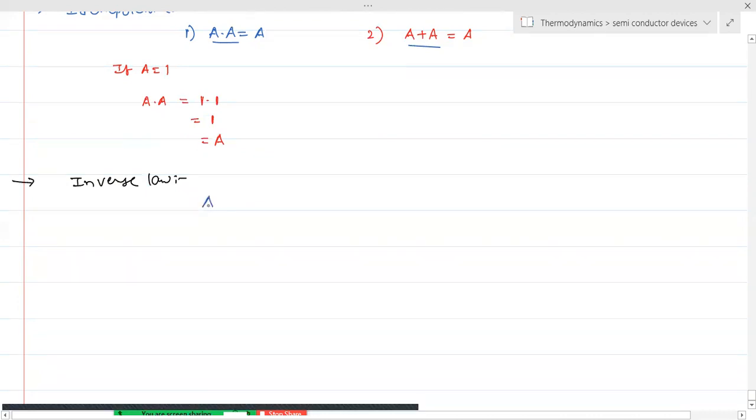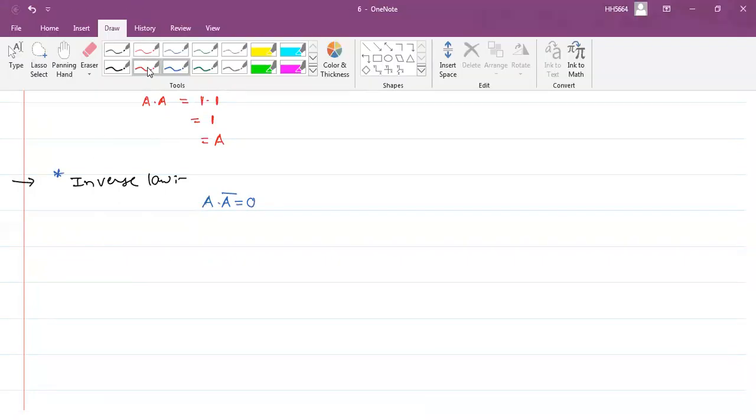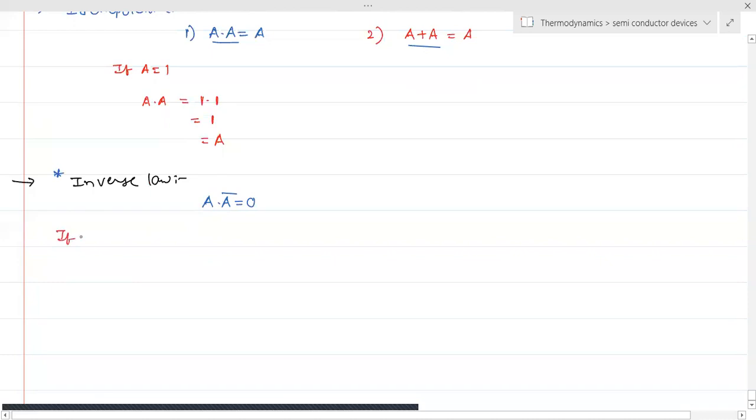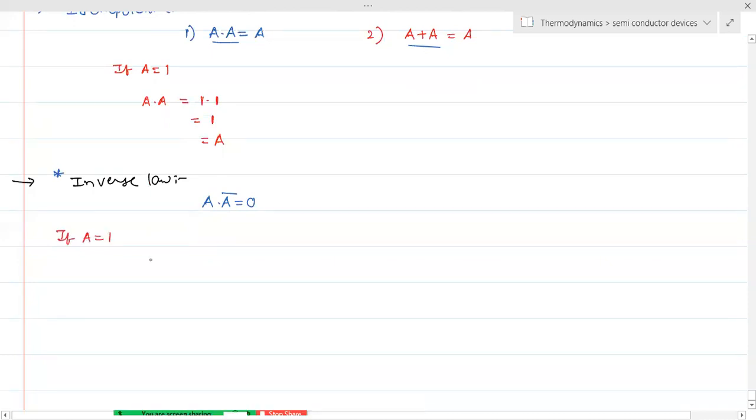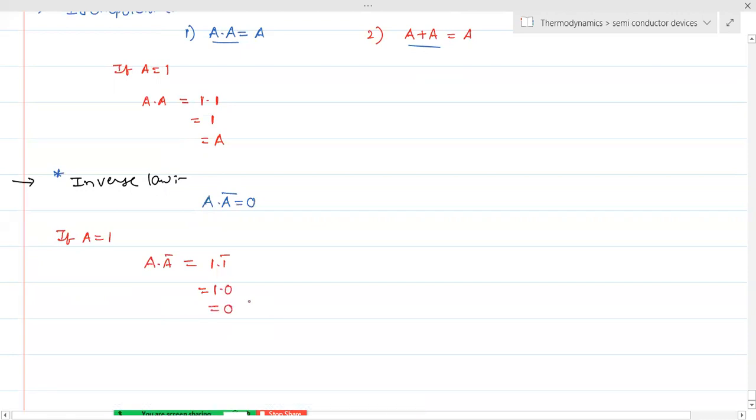This is very, very important: A dot A bar equal to 0. Let us prove it. For example, if A is equivalent to 1, then A dot A bar is 1 into 1 bar. 1 bar means inverse. The inverse of high is low. Therefore we are taking 1 into 0, that is equivalent to 0.